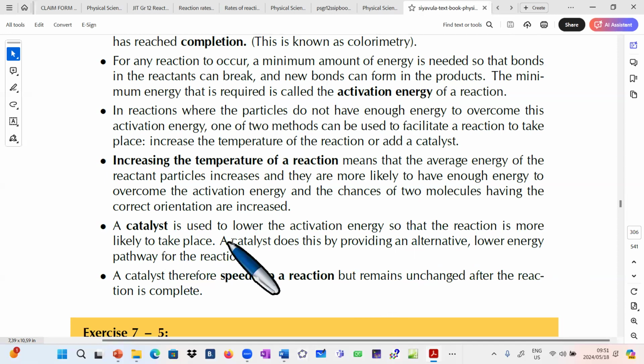In the Boltzmann curve, the catalyst is used to lower the activation energy so that the reaction is more likely to take place. A catalyst does this by providing an alternative lower energy pathway for the reaction. So a catalyst therefore speeds up a reaction but remains unchanged after the reaction is complete.